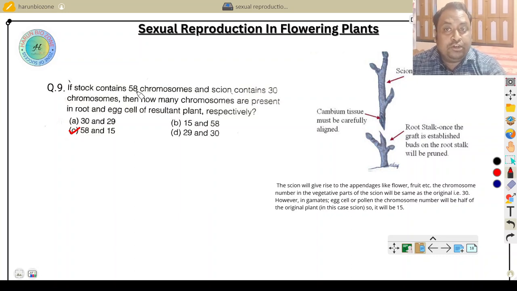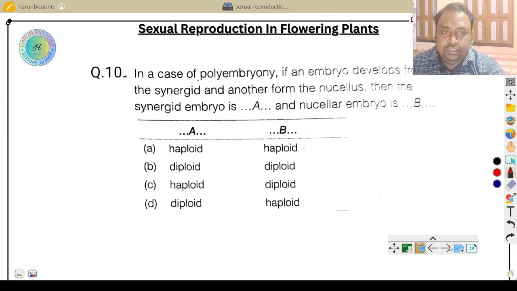If stalk contains 58 chromosomes and scion contains 30 chromosomes, then how many chromosomes are present in root? Root means diploid cell. Diploid cell means 58 chromosomes are already contained. And egg cell is a haploid cell that develops from the scion portion. So here 50% of the total chromosome number is present in the egg cell, that is 15. Okay, I think you can understand.